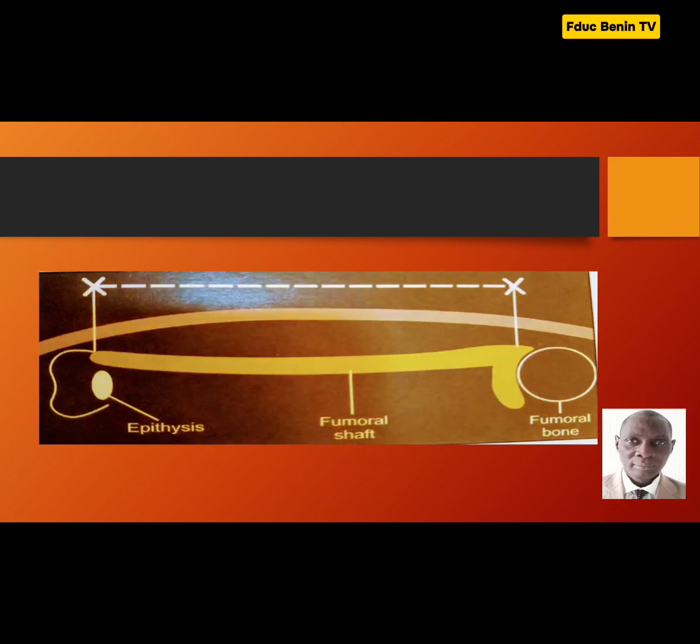Now, this is a sketch of the femur depicting its two ends and where we need to place the calipers as we measure this particular bone. Like I said, the epiphysis are excluded. Only the diaphysis is included in the measurement. And this is clearly demonstrated in this particular sketch.